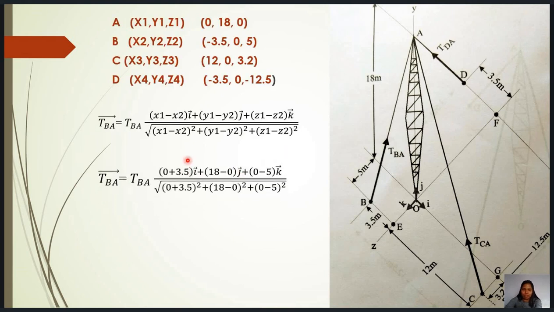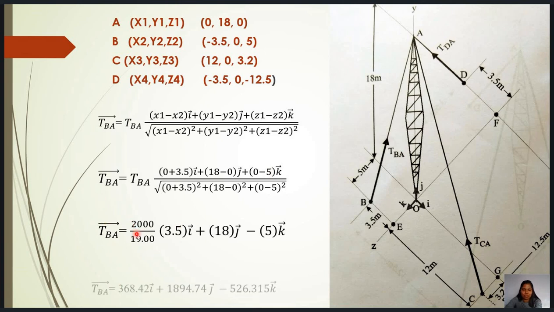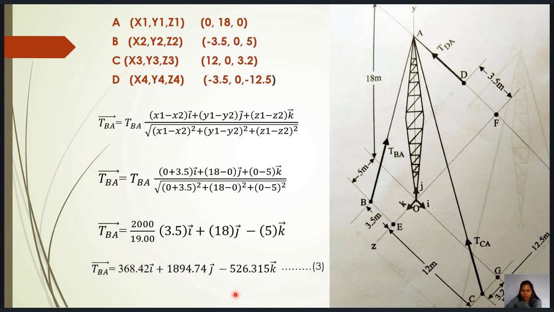So let us find that unit vector: 0 minus of minus 3.5 becomes 0 plus 3.5i, then minus 0j, plus 0 minus 5k, divided by the square root of that term. The magnitude of force in wire BA is already known to us, that is 2000 Newton. The square root term calculation is this much, and this is the equation: 3.5i plus 18j minus 5k. After calculation you will get the equation TBA vector is equal to 368.42i plus 1894.74j minus 526.315k. This equation again indicates that these three values are nothing but the components of the force in x, y and z. Let us give equation number 3 to this equation.